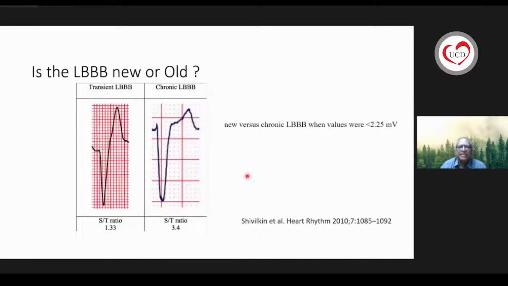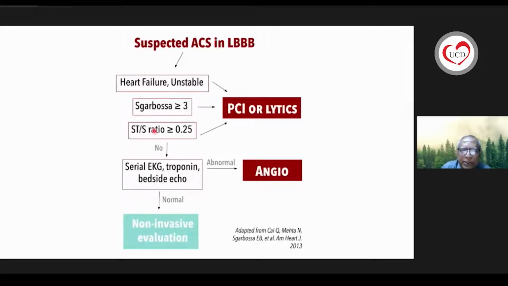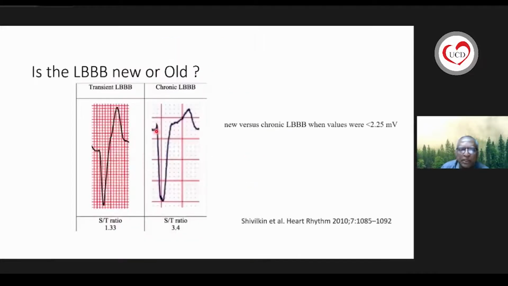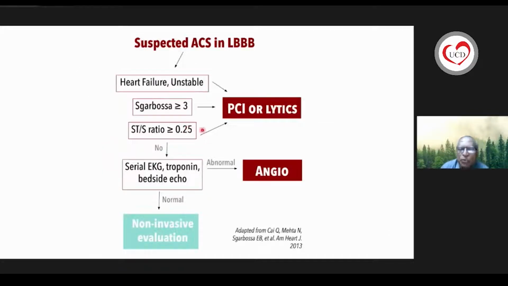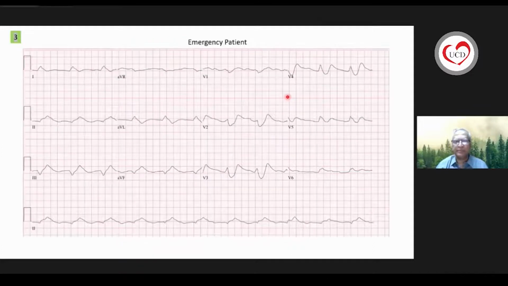Second is, if you look at the ST to S ratio, in a person with a chronic left bundle branch block due to conduction system disease, the ST elevation is very minimal compared to the depth of the S wave. In a person with an acute MI, however, the ST elevation is much more in comparison to the S wave depth. So you look at what is known as the ST to S ratio, and if that is more than 1/4, then it's more likely to be an acute ST elevation MI, and you need to consider as such if this patient has an acute coronary syndrome.